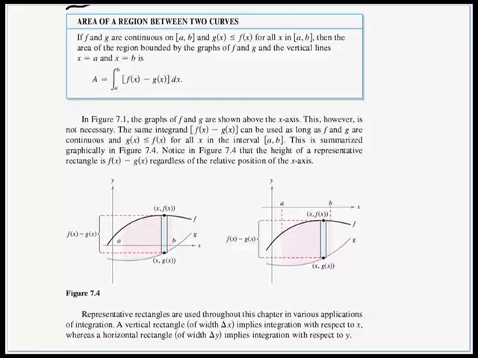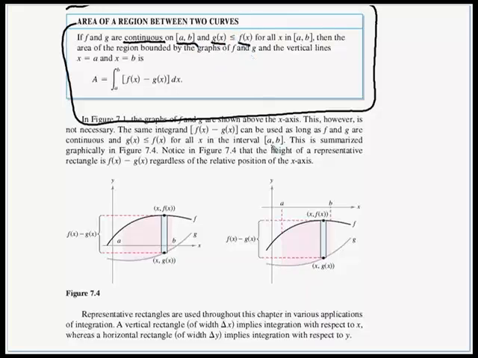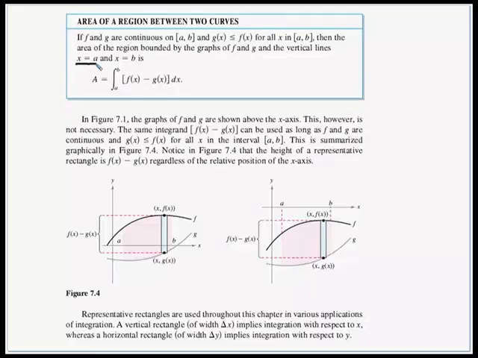So here in the blue box is the big idea, area of a region between two curves. f and g are continuous functions on the interval from a to b. g of x is always under f of x for all values of x in our interval. Then the area of the region bounded by the graphs of f and g and the vertical lines x is a and x is b is, and here's our definite integral. So we're going from x is a to b, that's our lower limit a to upper limit b. And then we have our upper function f of x minus our lower function g of x. And we are integrating with respect to the x variable.